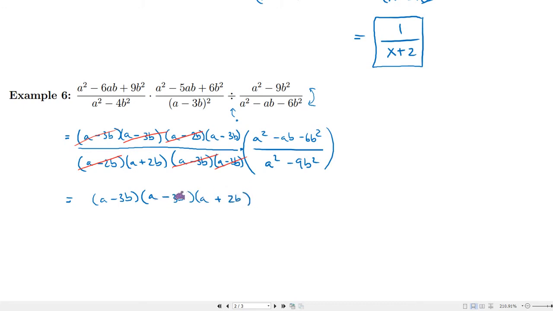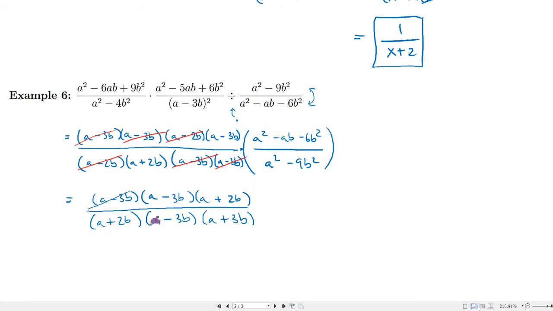So let's double check that. That will be minus 3ab plus 2ab to give us the minus ab, and then the minus 6b squared. Okay, that looks good. And then down here we still have the a plus 2b. And then here we have a difference of squares, which is a minus 3b, a plus 3b. Okay, then we should be able to reduce a little more.